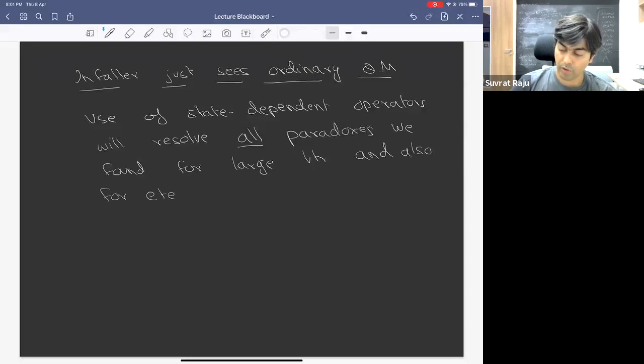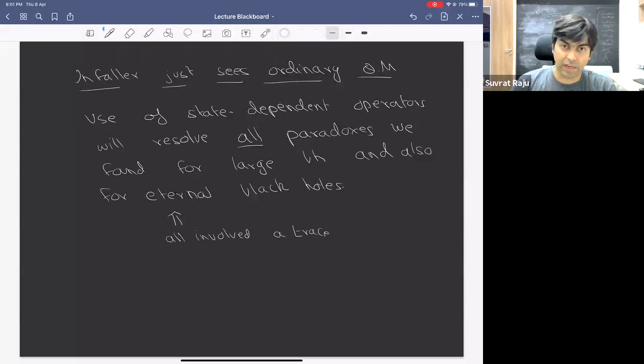The reason is actually quite simple to understand. I won't do it in detail, but let me just say in words what the reason is. Let me remind you that all of these paradoxes that we constructed were never constructed by asking about some simple correlator or some simple observable and saying, look, here's a paradox. They were always constructed by using a trace. They all involved a trace.